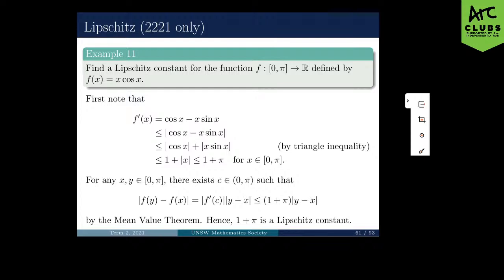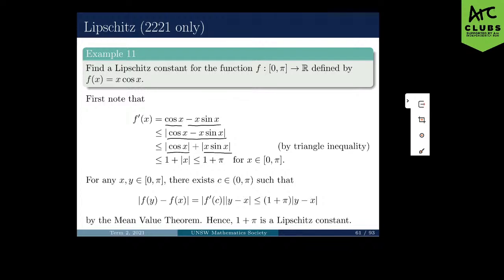So if we differentiate using the product rule, we get cos x minus x times sine x, and we know that any value is less than or equal to its absolute value. So we just take the absolute value, and then by the triangle inequality, we can separate the two terms out, and we know that it's less than or equal to |cos x| plus |x sin x|, taking the absolute value of both of those terms.